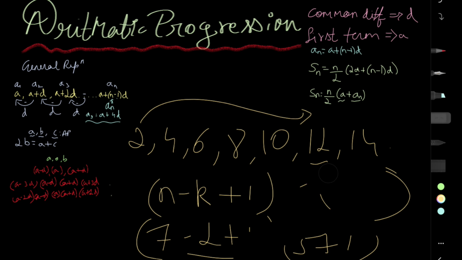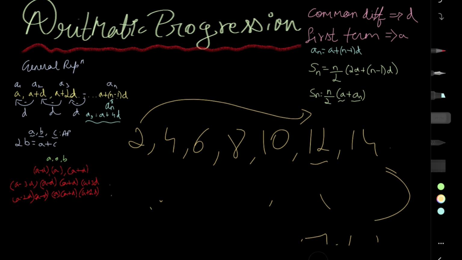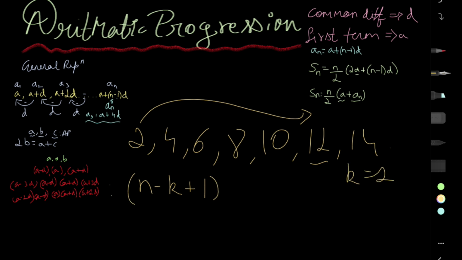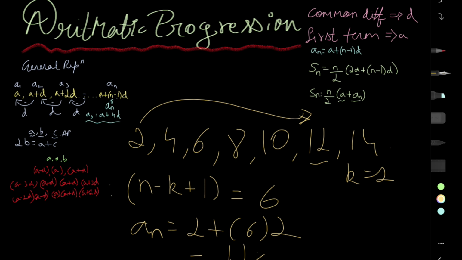See, I will also solve it. So we have to remember what that is: n minus k plus 1. n minus k plus 1. What am I getting as the value of k? k is, they have given the last second term. Then I will be getting 6. Then from first, an is equal to 2 plus, total number is 7, 7 minus 1 is 6. Sorry, sixth term. From first I want to find the sixth. Okay, right. 6d. What is d here? 2. Then it will be 12.